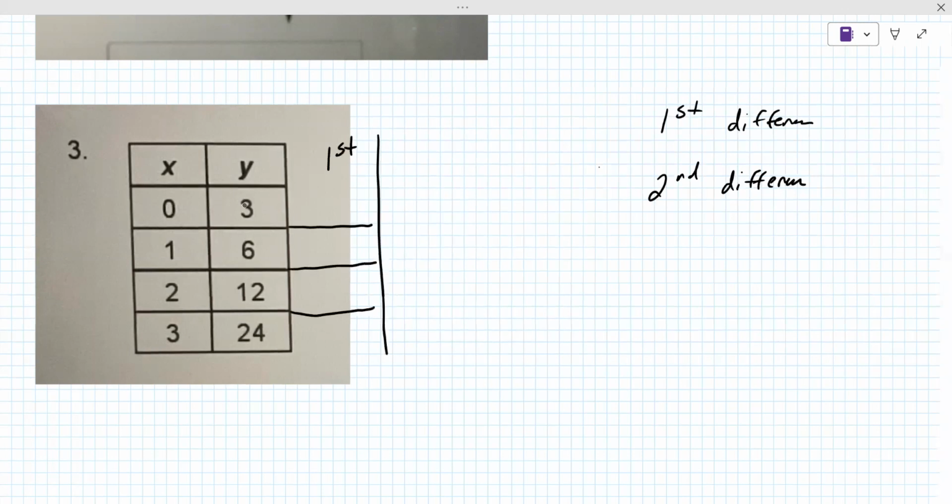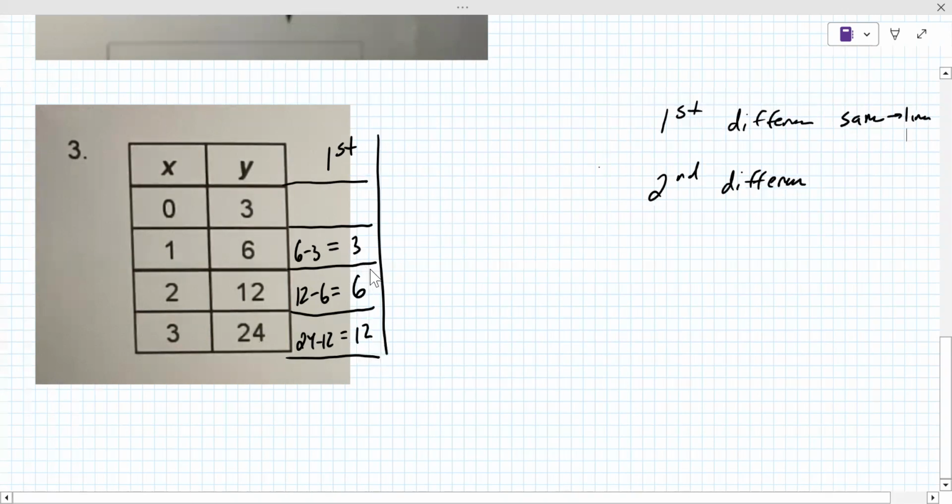So you're taking that 6 minus 3, which is equal to 3. And then you take the next y value, 12, and subtract 6, which is 6. And then 24 minus 12, which is 12, okay? If the first difference is the same, it's linear, which is not the case here. Like if all these numbers were the same, it would be considered linear.